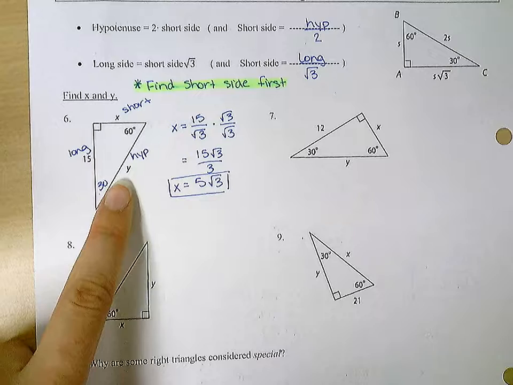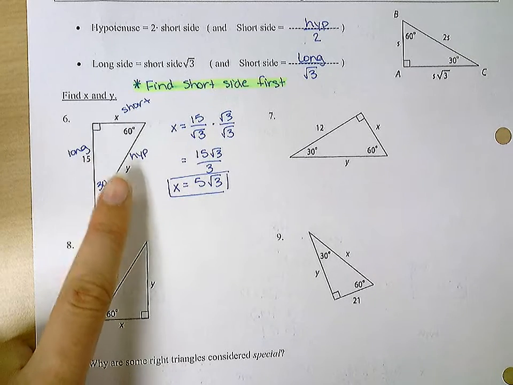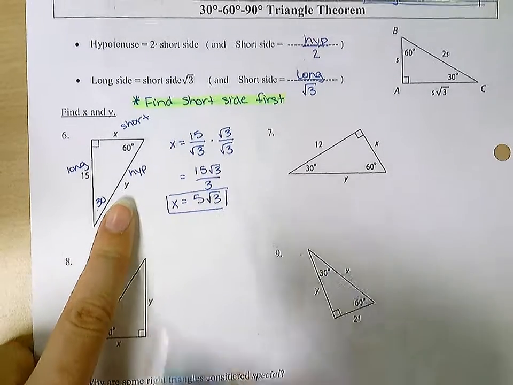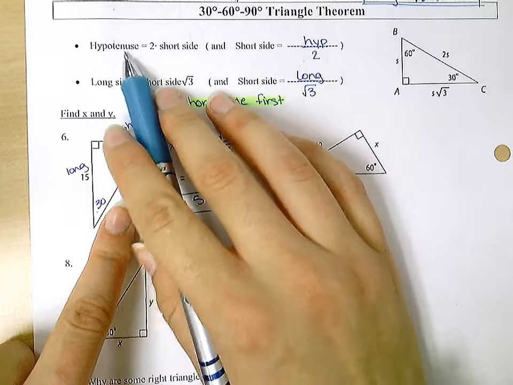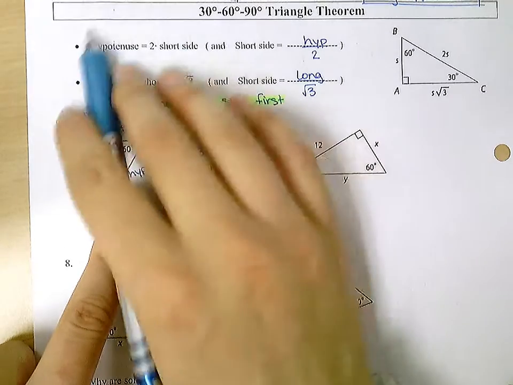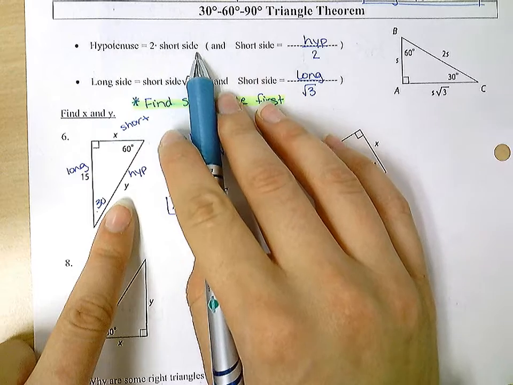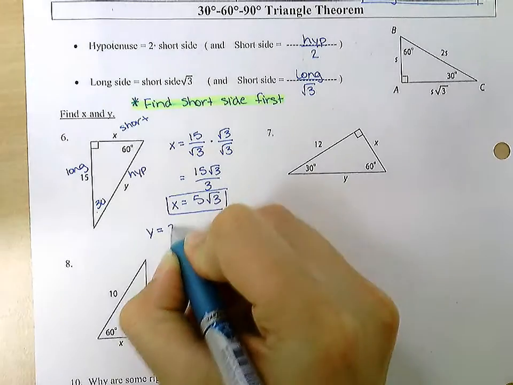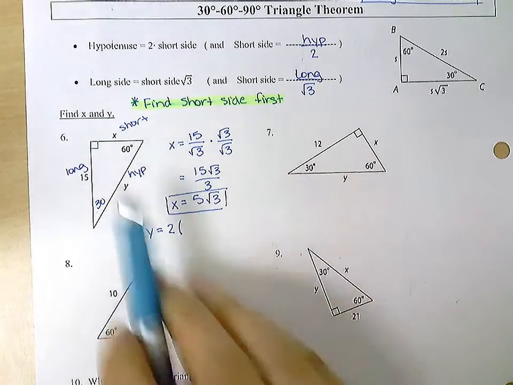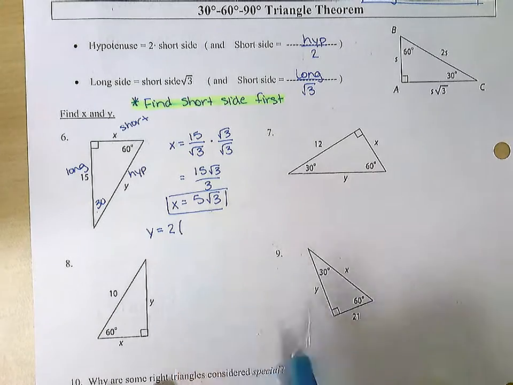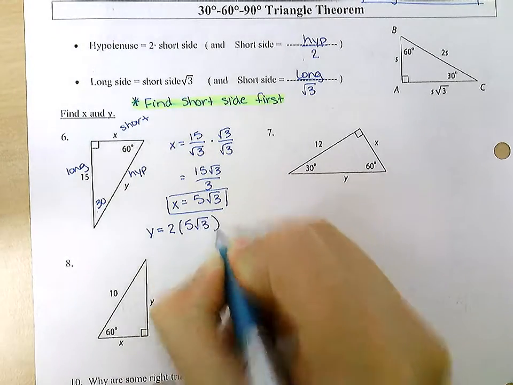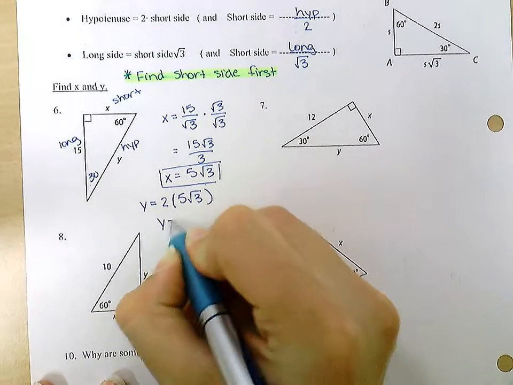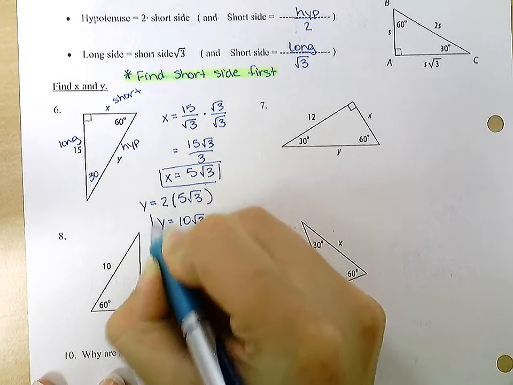Now I still need to find the hypotenuse. So if I'm looking for the hypotenuse, I need to find the rule that says hypotenuse equals. That's the upper left one right here. Hypotenuse equals. And I just need to plug in what I know into that rule right there. So your hypotenuse is y equals 2 times our short side was x, but I just found what that was. That's 5 times the square root of 3. So y will just be 10 times the square root of 3.